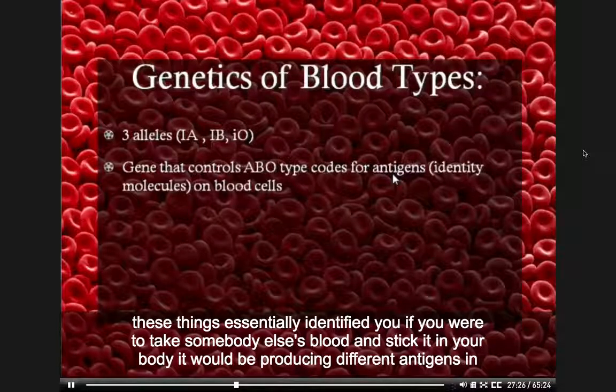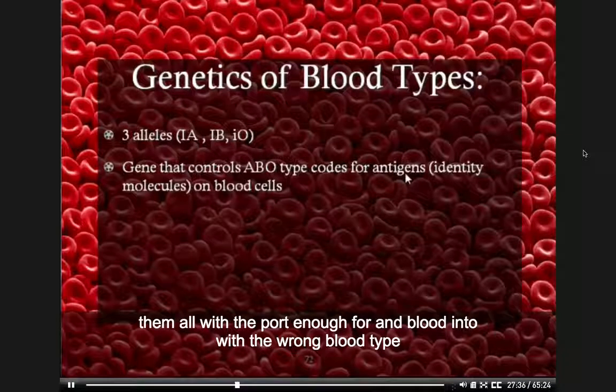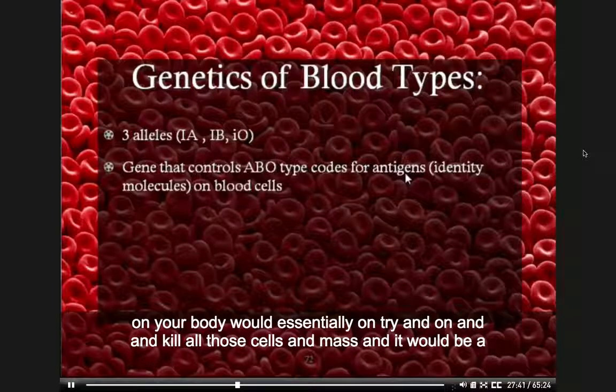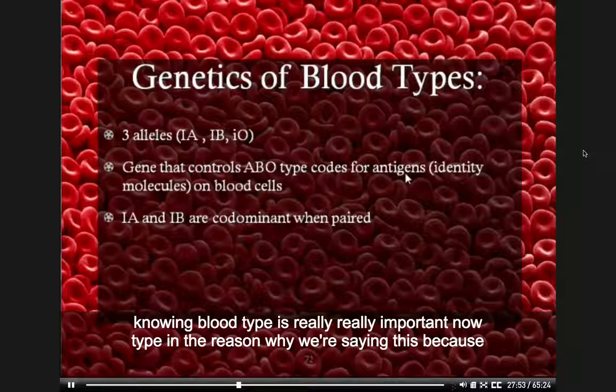If you were to take somebody else's blood and stick it in your body, it would be producing different antigens, and your body would totally freak out and essentially attack all those cells and try and kill them. Well, if you poured enough foreign blood into you with the wrong blood type, your body would essentially try and kill all those cells en masse, and it would be a big gooey mess in you, and it would probably cause you to die. So that's probably not a good idea. Knowing blood type is really, really important.